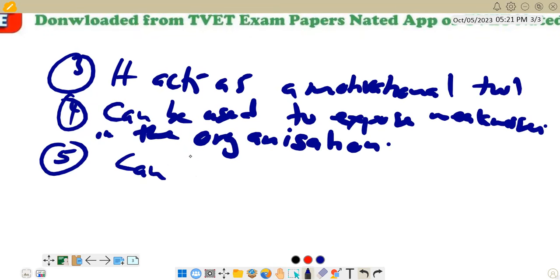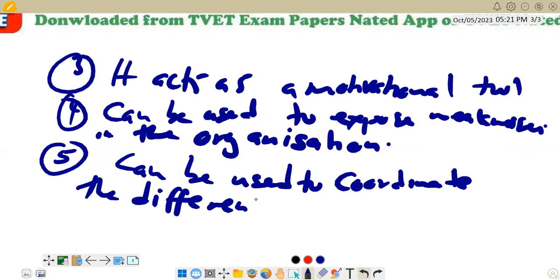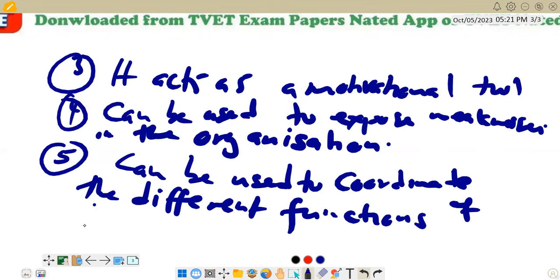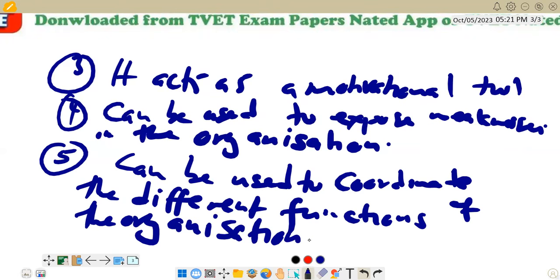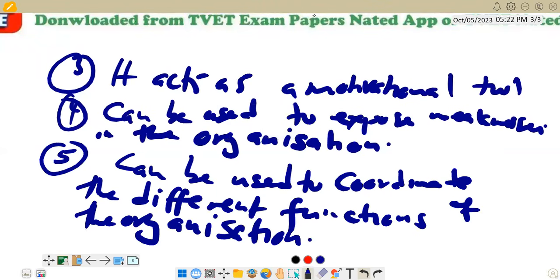It can be used to coordinate the different functions of the organization. Right. So these are some of the advantages that we can deduce from the use of a budget, but we can as well try to look for other advantages which are appropriate.